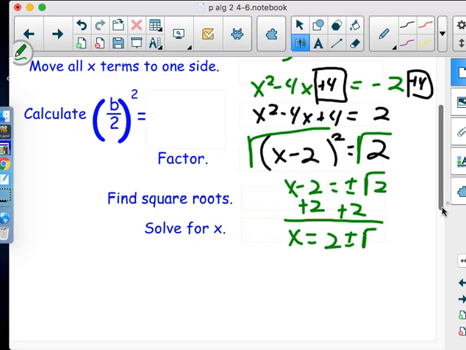2 plus or minus the square root of 2, and we know we can't put those together. One's an integer and one's a radical. That is a perfect answer right there. 2 plus the square root of 2 and 2 minus the square root of 2. So it's really a perfect 2 answers that we have there. And that means this one was not factorable. We would have had to find some other way to solve it. So completing the square is an excellent way to do that.